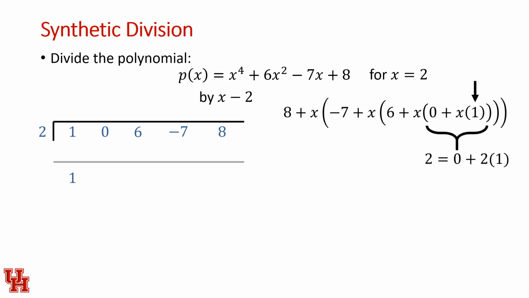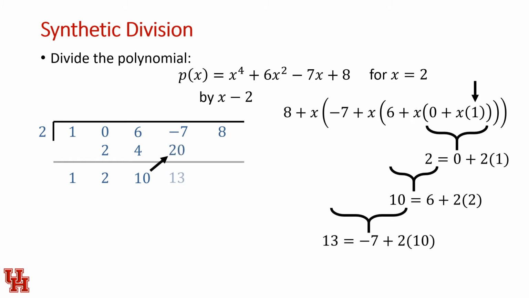To evaluate the innermost sequence in the nested polynomial, we multiply by x, which is 2, and add the next coefficient, 0. This is identical to the next synthetic division step where we multiply by the divisor, 2, and add the result to the next coefficient. The next step in both algorithms takes the current term, 2, and multiplies it by 2 to add the next coefficient, 6, and get 10. We then multiply this term by 2 and add -7 to get 13. And finally, we multiply by 2 and add 8 to get 34.